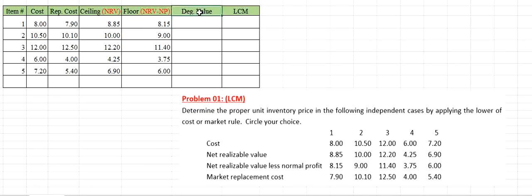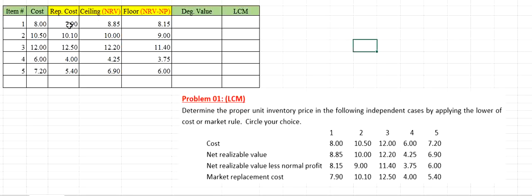So what is designated value? Designated value actually means that it should be the mid value of replacement cost, ceiling, and floor. Let me mark it yellow. So the mid value of these three columns is called designated value.